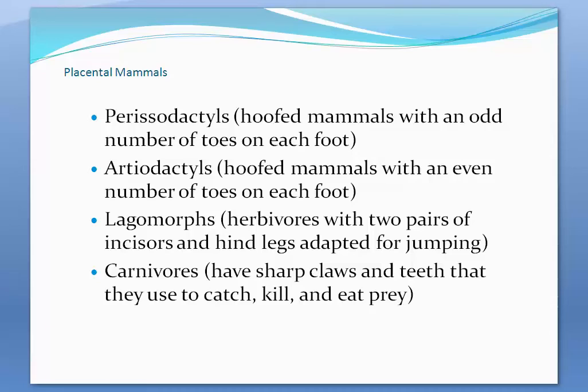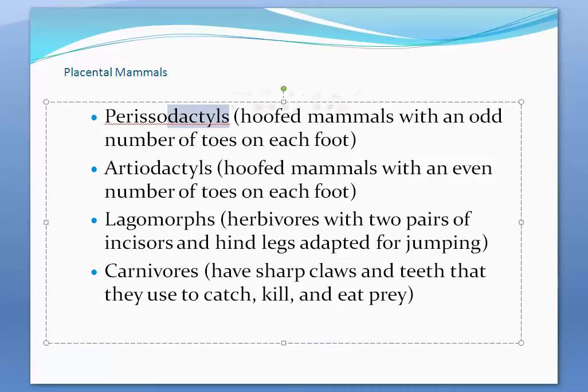So these next two are really closely related. The main difference being the number of toes that they have on each foot, and in class we're going to get to look up an example of each one of these. And then we have artiodactyls, and dactyl just means kind of like your foot or hand. So artiodactyls are hooved animals with an even number of toes on each foot. So these two are very closely related. Only difference is the number of toes that they have on each foot.